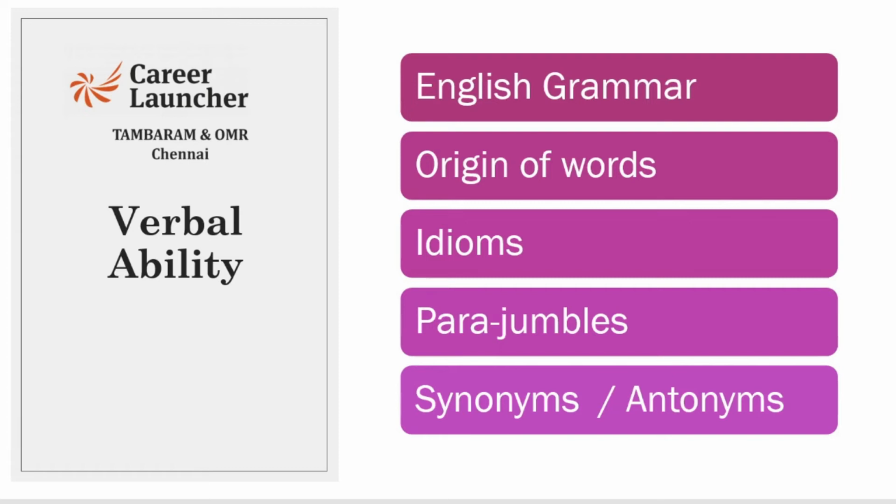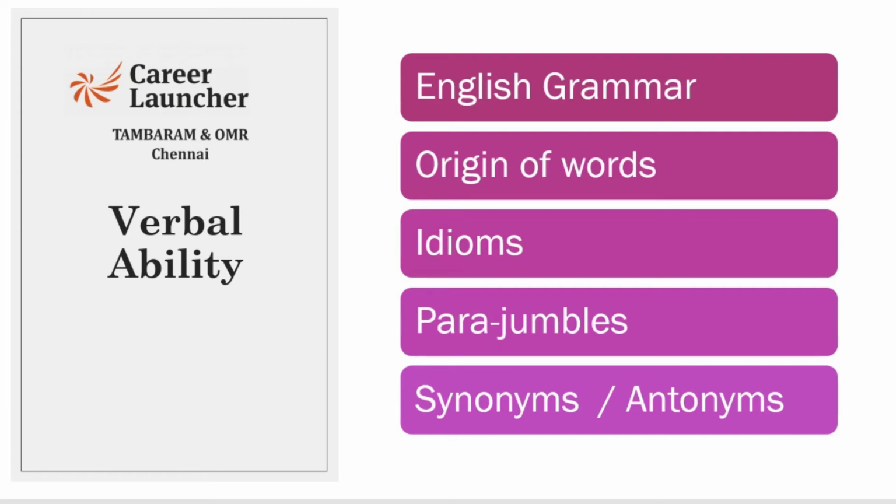Another very easy part of your IIFT is the verbal ability paper. Why? Because you can't spend time on this paper. You have synonyms, antonyms questions: either you know the answer or you don't. You have original words questions which you know or don't know. You have idioms which you know or you don't know. So there's nothing much to think about.